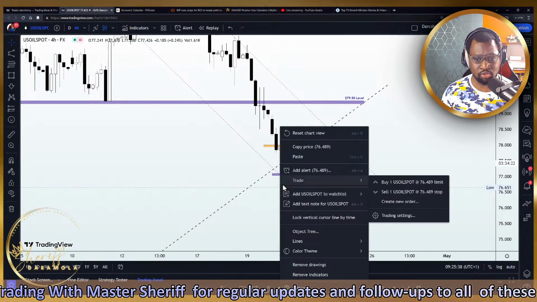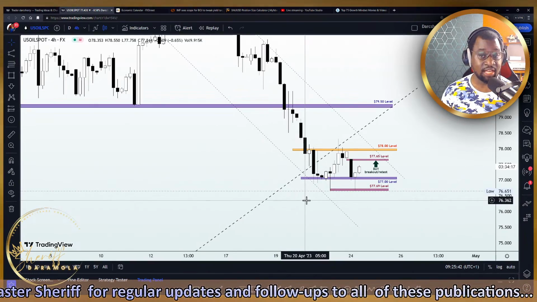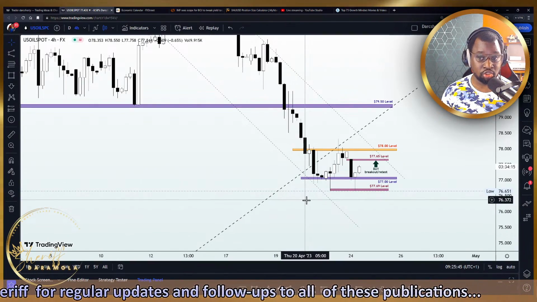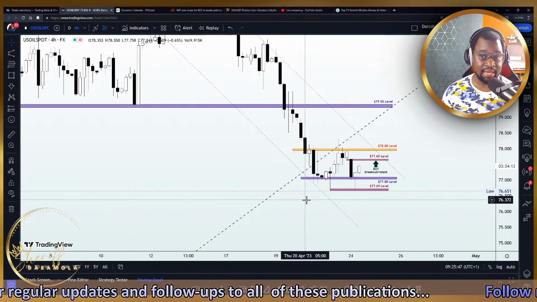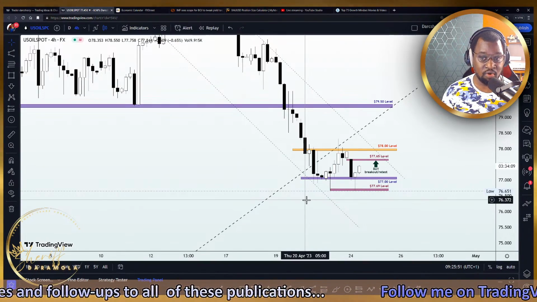Now, when we scale down to a much lower time frame, like the 1 hour time frame, to see how price action has actually been reacting to the structure, that is how participants in this market have been reacting to this current structure, we begin to see things more clearly.